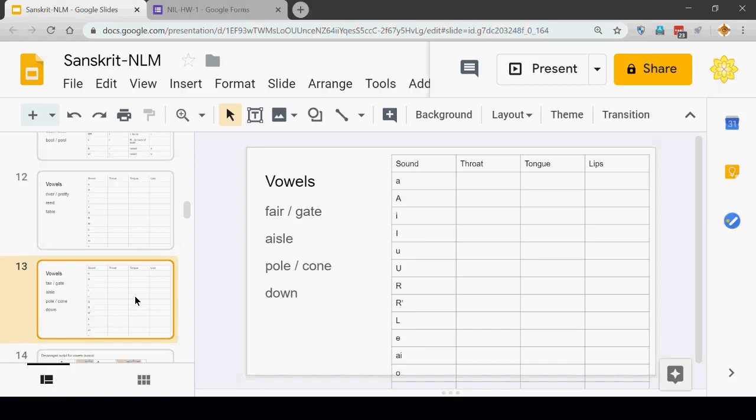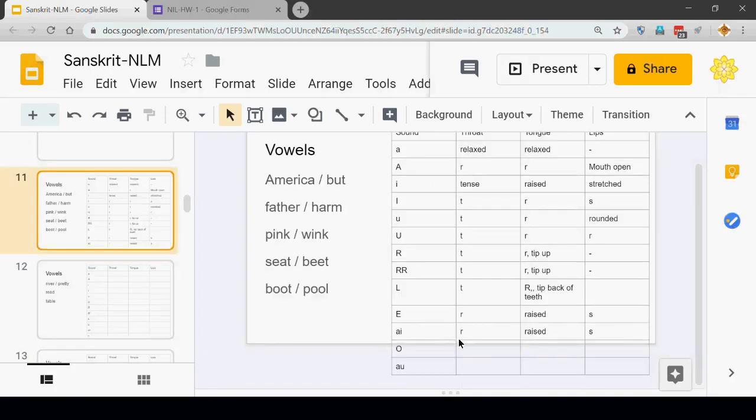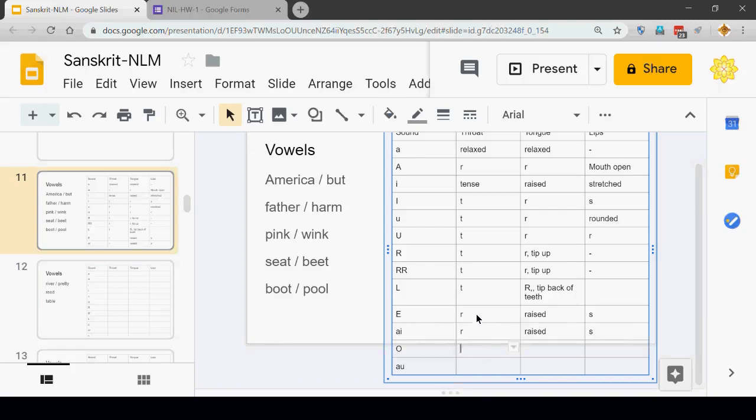So what's happening with O? O again is relaxed. We start with one vowel and quickly change it to U. When you say O, like in boat, coat or goat, the throat is relaxed, not tense as for E. Your throat muscles are not moving up.